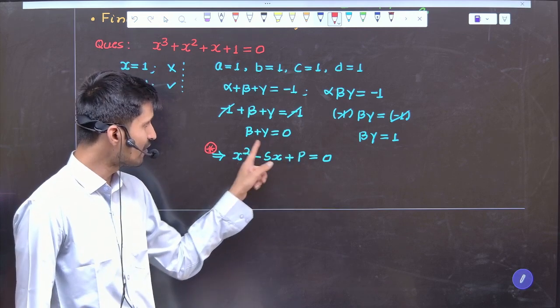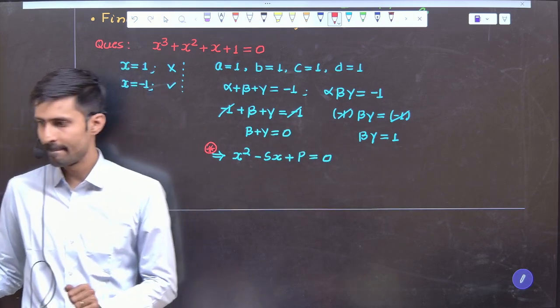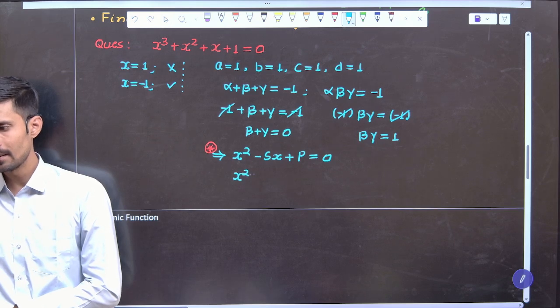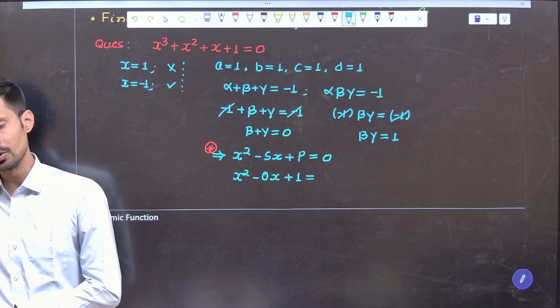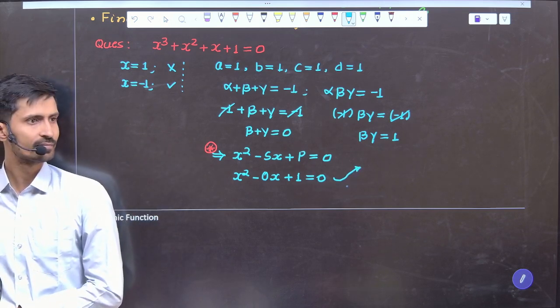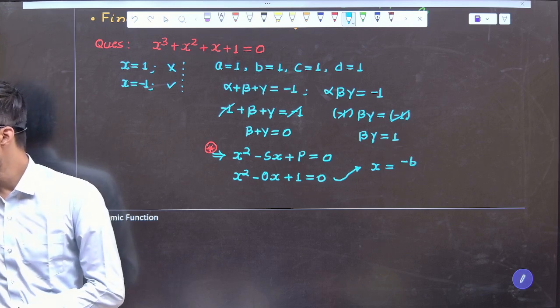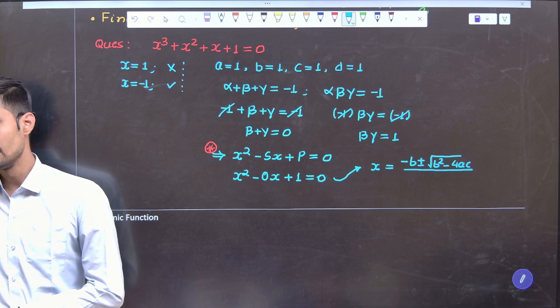What is s? Alpha plus beta. What is p? Alpha into beta. Now both values I am going to put here. That will become x square minus 0x plus 1 is equal to 0. Now other two roots I will find from this quadratic. And that root, the quadratic formula you know na? X is equal to minus b plus minus root under b square minus 4ac by 2a.